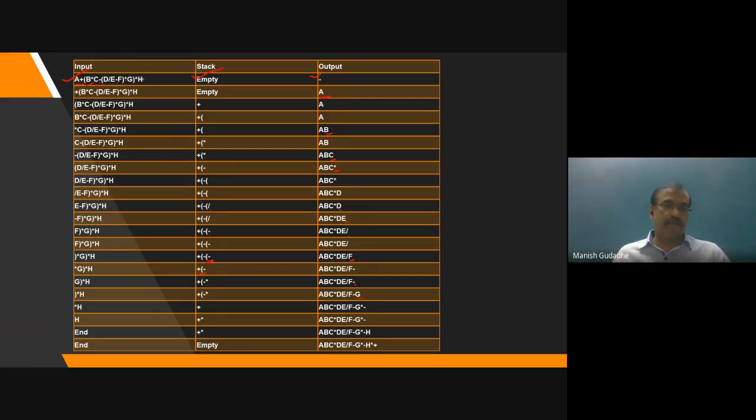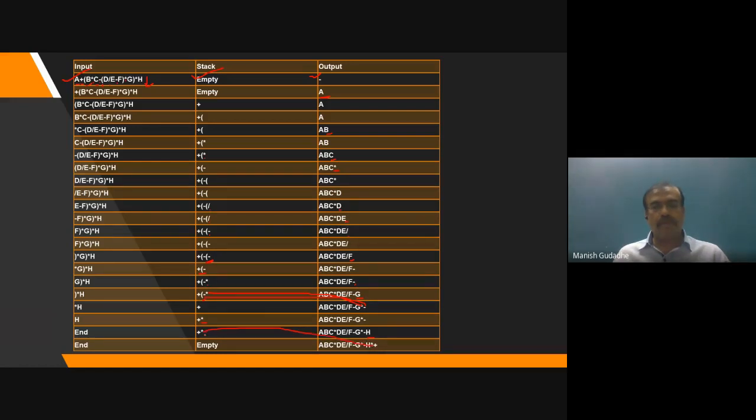Then comes the closing brace. As soon as we get a closing brace, we pop off all the elements till we encounter the opening brace. So multiplication will be put in the output, minus will also be put there, and this opening brace will be discarded. Now we are left with only the plus symbol in the stack. Next comes multiplication, which is pushed on the stack as it has higher precedence over the plus. H will be directly posted to the output. Now the expression is over, so we make the stack empty by popping the elements one by one.